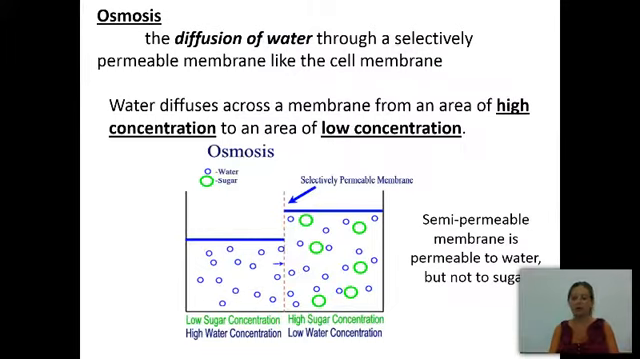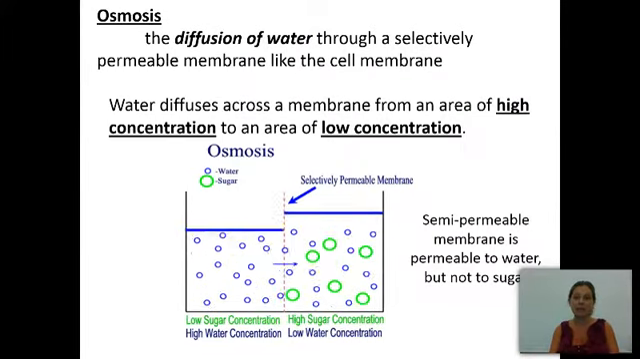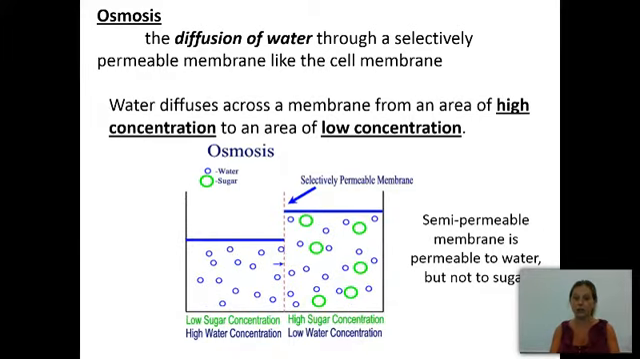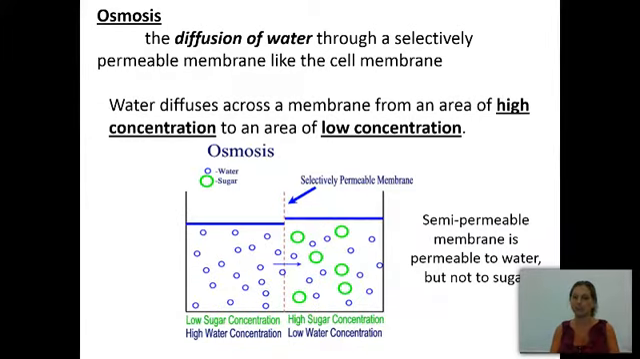So next up, we're going to talk about osmosis, which is simply a type of diffusion, a very specific type of diffusion. It is the diffusion of water across the semi-permeable membrane, like the cell membrane.